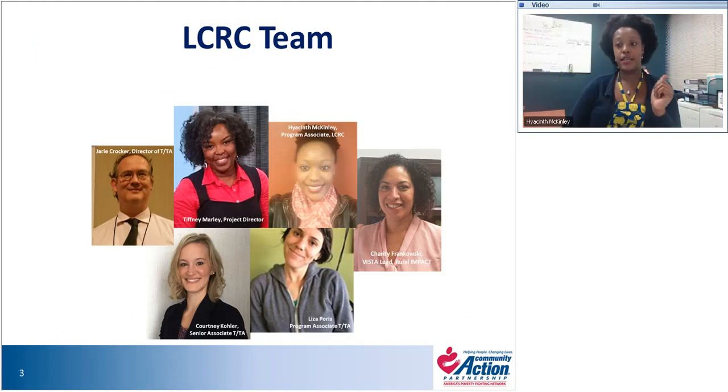And here's the team. Of course, there is myself, but we also have Tiffany Marley, who is the project director, Jarl Crocker, who is the director of the Training and Technical Assistance Department, Courtney Kohler, she is our senior associate for the TNTA department, and Liza Torres, who is our program associate for the TNTA department. And last but certainly not least, we have Charity Frankowski, and she's actually our AmeriCorps Vista volunteer who is working with us on our Rural Impact Project.